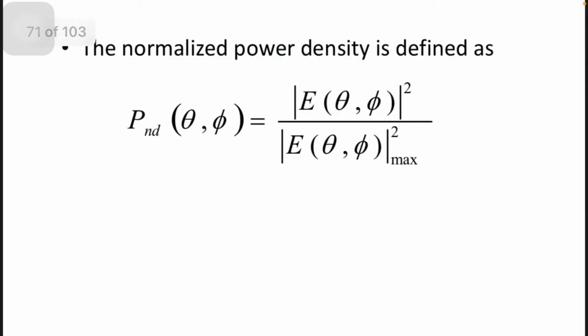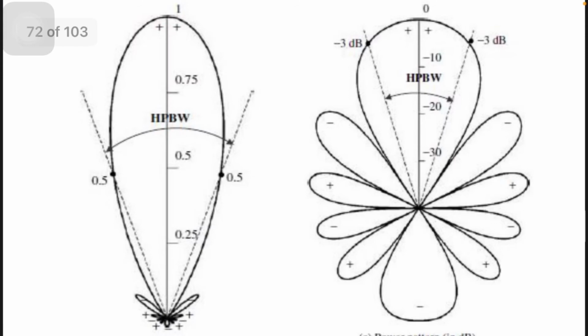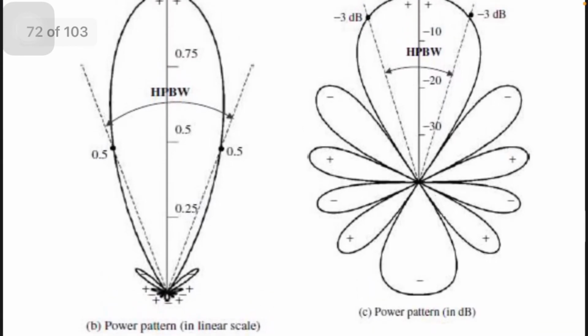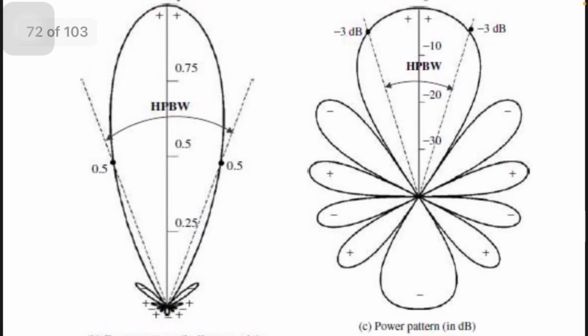The normalized power density is defined as Pdn of theta comma phi equals modulus of E of theta comma phi whole squared divided by modulus of E of theta comma phi whole squared max. These are the power radiation in linear scale and power radiation in dB.